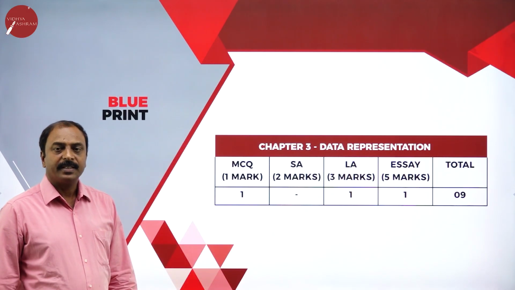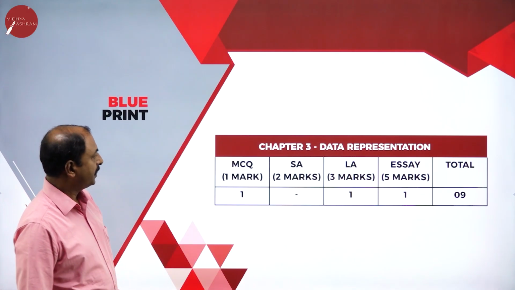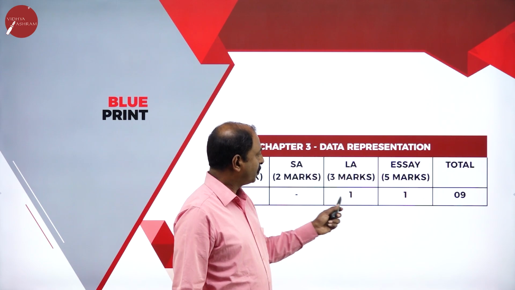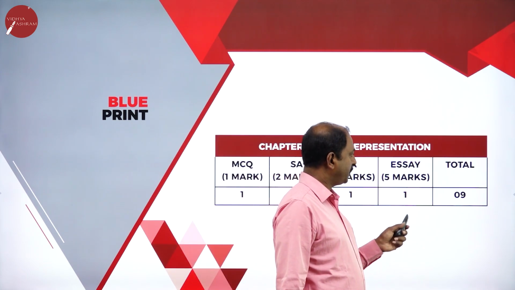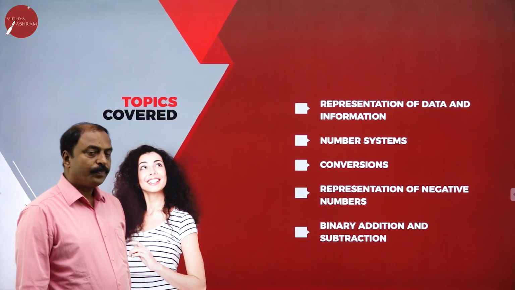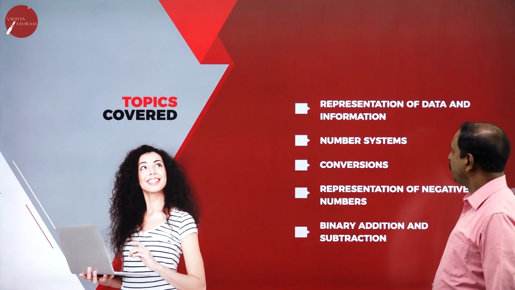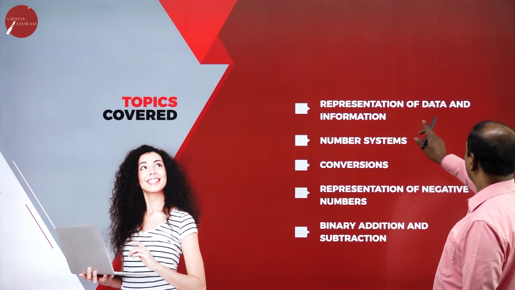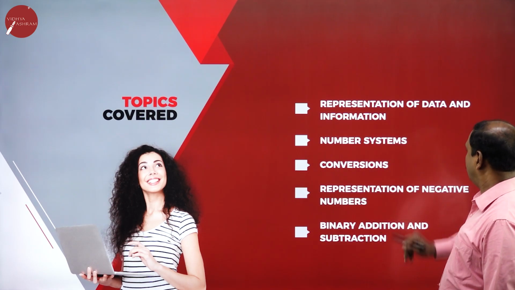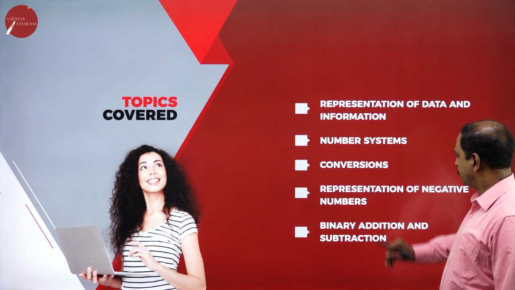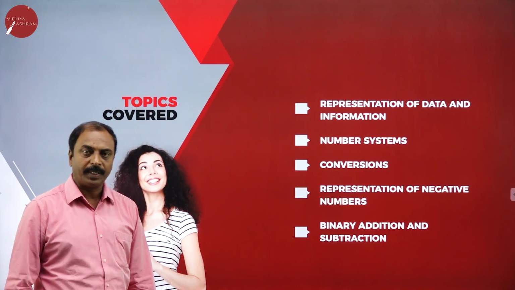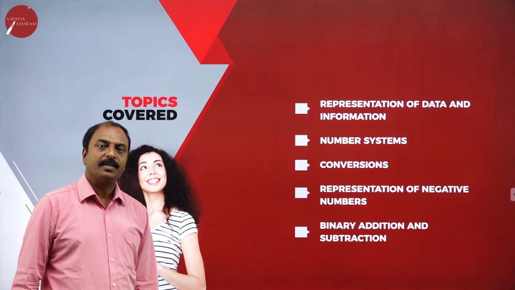Now, let us see the weightage of this chapter: MCQ 1 mark 1 question, 3 marks 1 question, and 5 marks 1 question. So the total weightage of the chapter is 9 marks. Now, in this chapter we are going to cover the topics: representation of data and information, number systems and number system conversions, representation of negative numbers, and binary addition and subtraction. These are the different topics to be covered in the chapter Data Representation.